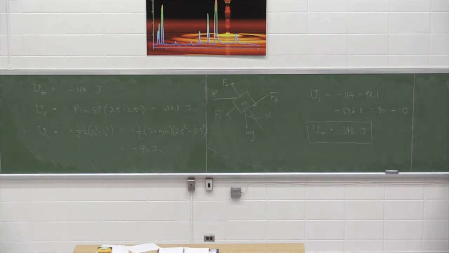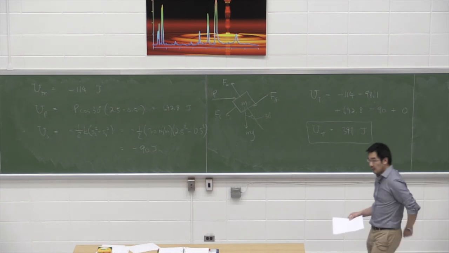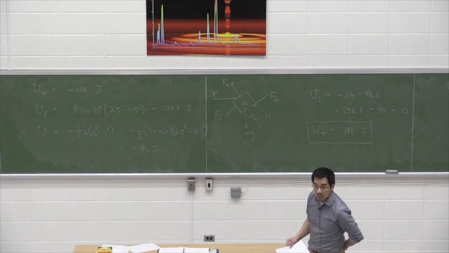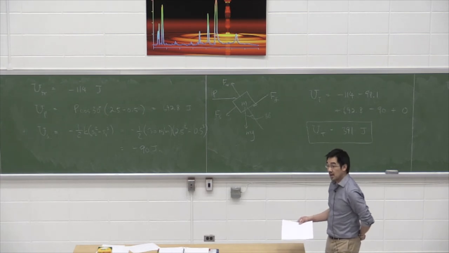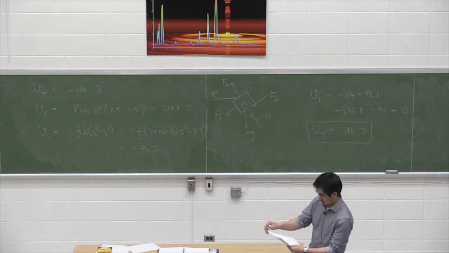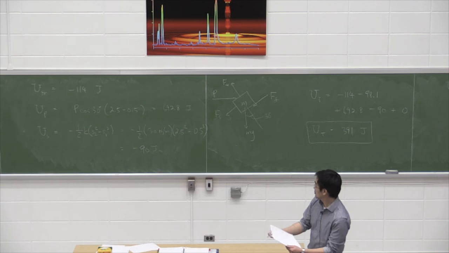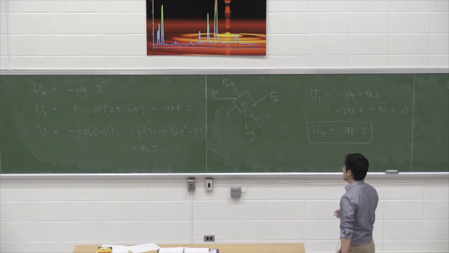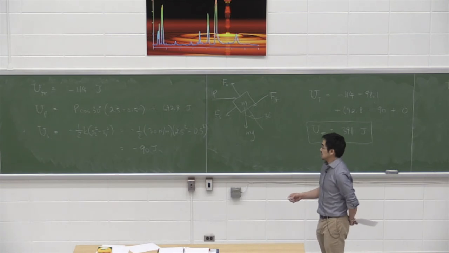And so the total amount of work done on the mass is just the sum of all of them. Yes? What's that? Since it's 2.5 squared minus 2.5 squared, then aren't we assuming the original length of the spring is 0? Are we assuming the original length of the spring is 0?